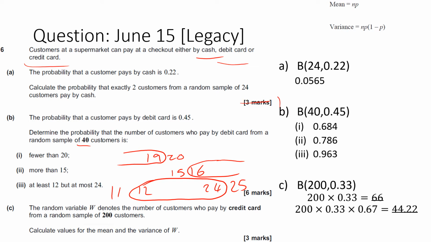So if we use 0.33 as the proportion for credit card users, n times p gives us a mean of 66. n times p times 1 minus p, so times by 0.67. You could use a bracket, 1 minus 0.33, there. Gives us a variance of 44.2, and that is the question complete because it does indeed ask for variance.